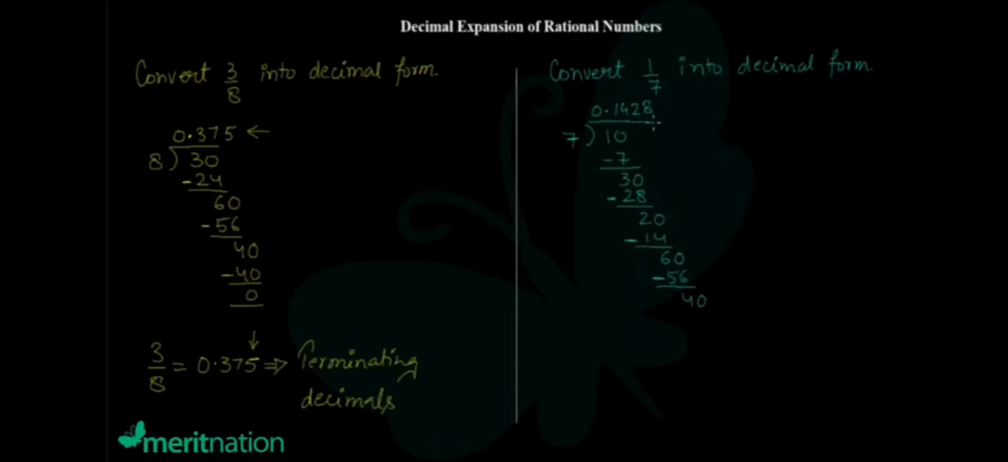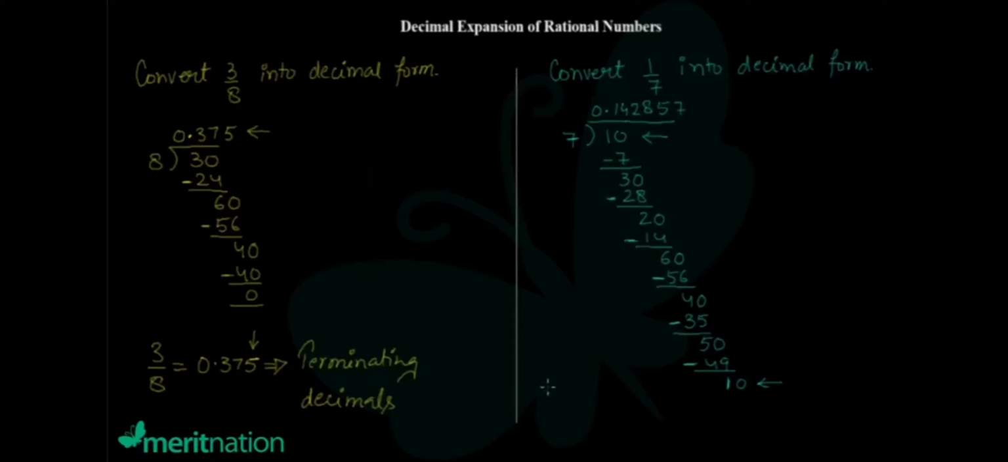Now, let me extend it first. 7 times 5, you have 35. Oops, sorry, not 40, 35. So subtract, you'll get 5. Again, you need to add a 0, and you will say 7 times 7 is 49. You'll subtract, you will get 1. Now, as soon as you add 0, you observe that this number is the same as the number you started with. Therefore, you can conclude that if you continue the division, you will get the same digits again.